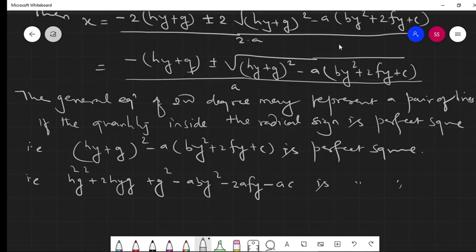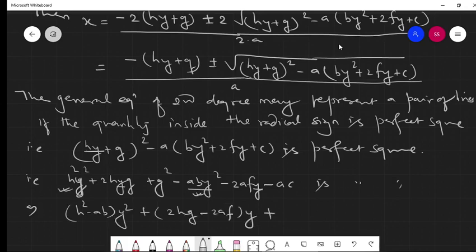These terms we can take common and change into a quadratic form in y square, that is (h square minus ab) y square, and then plus, here is y, here is also y, we can add these two terms, that is (2hg minus 2af) y, plus here is g square minus ac. This is also a perfect square.